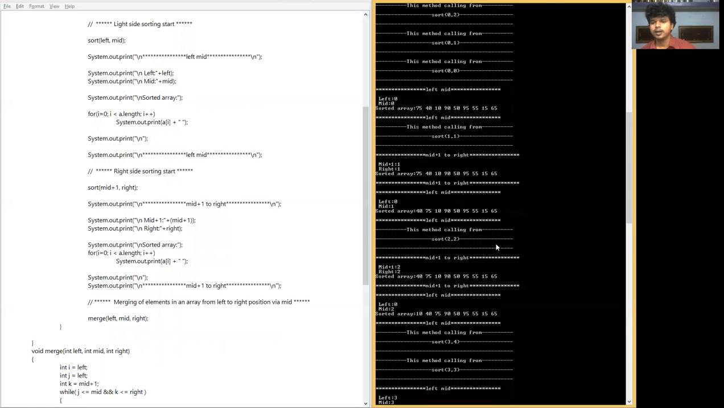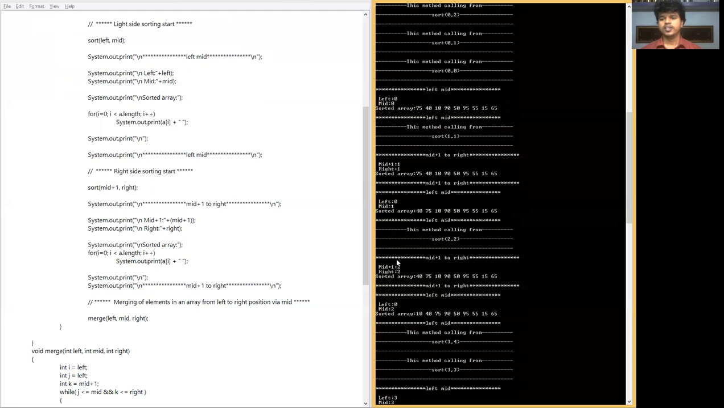So here, see left mid. For this sort 0, 1, left mid is nothing but the 0th element, 75, and the first index, 40. After applying the sorting technique here, 75 is going to be replaced with 40, and 40 replaced with 75.